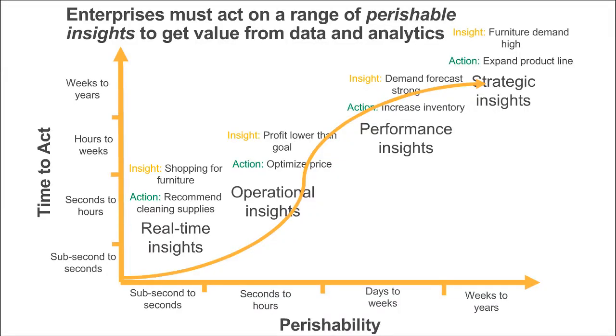And if you look at our perishability framework here, you can see there are different types of insights. There are these real-time insights, and those can be sub-seconds to milliseconds, sometimes microseconds, but even minutes, right? Because real-time means business time. There's operational insights, there's performance insights, and there's strategic insights. And you can see a little example here. If someone's shopping for furniture right now, the action right now may be to recommend cleaning supplies. On the other hand, in strategic insights, if that furniture demand is high, then a strategic insight would be to expand the product line.